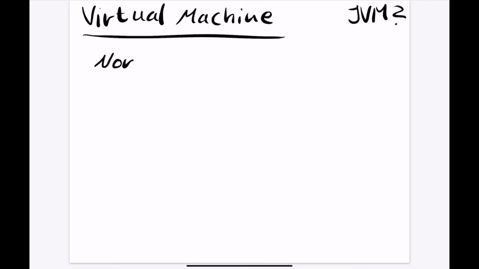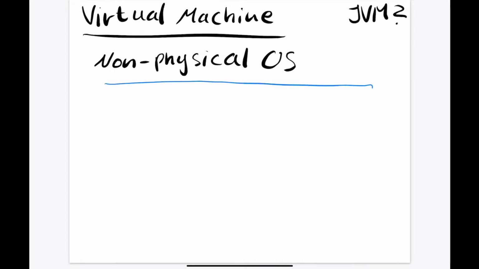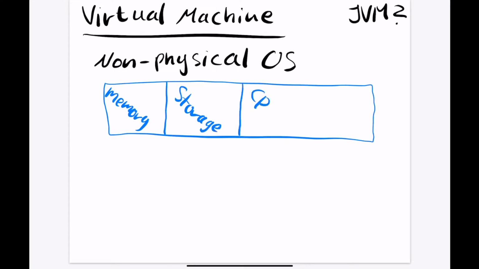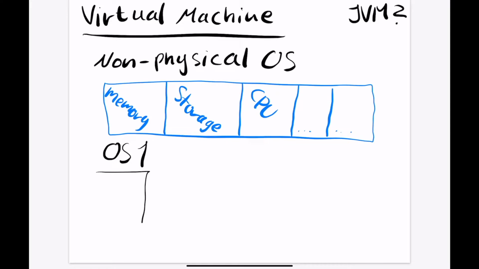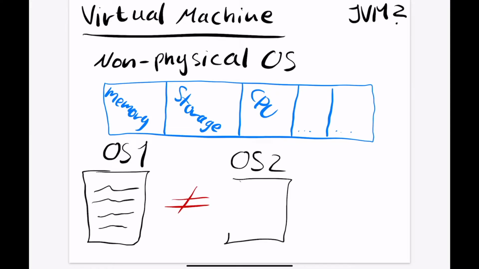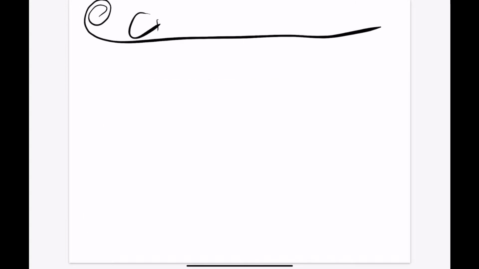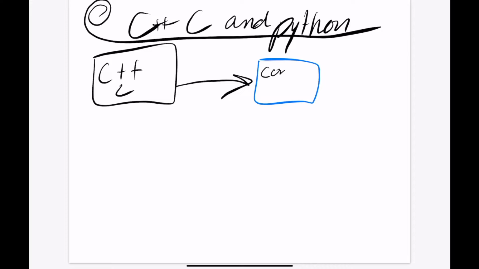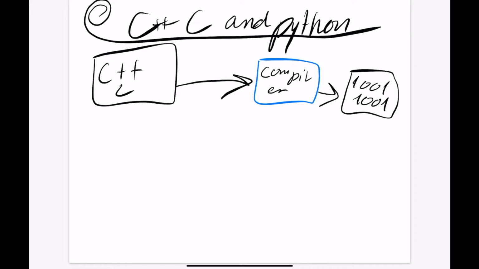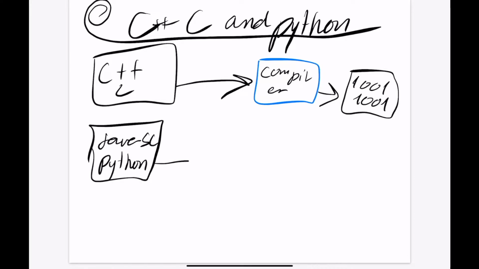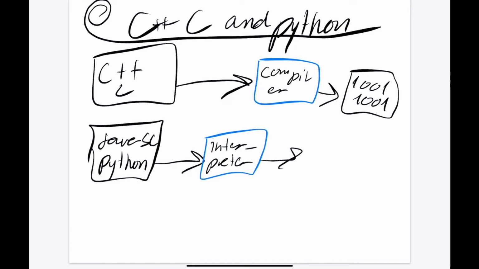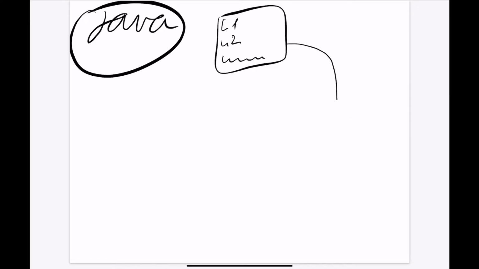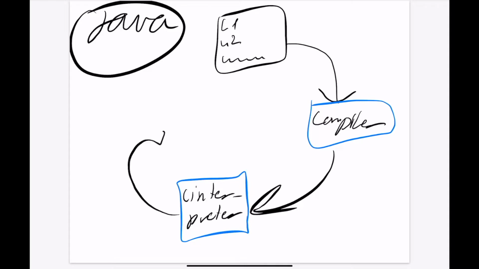A virtual machine functions as a non-physical operating system equipped with its own memory, storage, CPU, etc. Operating systems run instructions from different programming languages in dissimilar or even incompatible ways. Languages such as C and C++ have their code compiled to machine code in order for the operating system to execute the code. However, other languages such as JavaScript and Python don't need to be compiled but are rather interpreted by another system. Java uses both these concepts by compiling a program into bytecode.